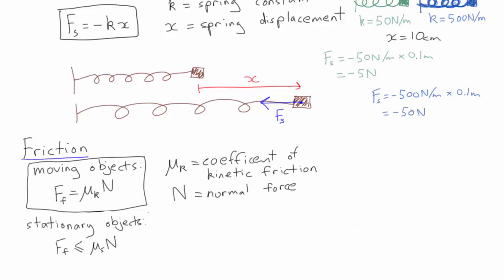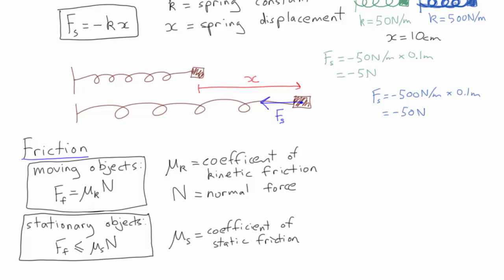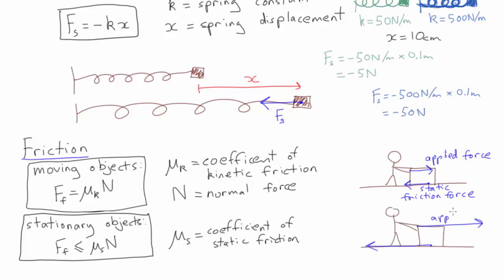For stationary objects, the frictional force is less than or equal to mu s times N. Here mu s is the coefficient of static friction. Mu s is usually greater than mu k. You can see that the main difference between these two equations is the less than or equal sign for the stationary friction. If you imagine you have a really heavy box sitting on the floor, and you apply a small force, the box doesn't move because friction applies an equal and opposite small force. You then apply a large force to the box, and it still doesn't move because the friction force exactly opposes the large force you apply.